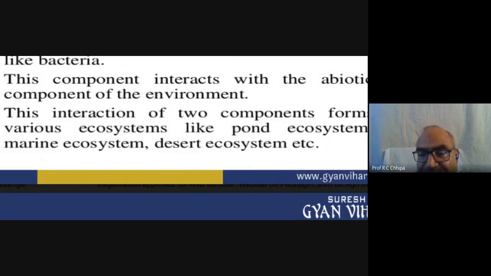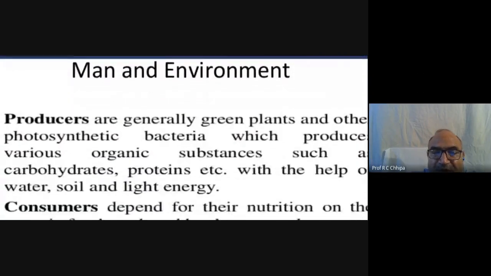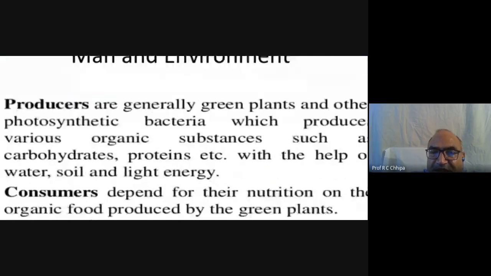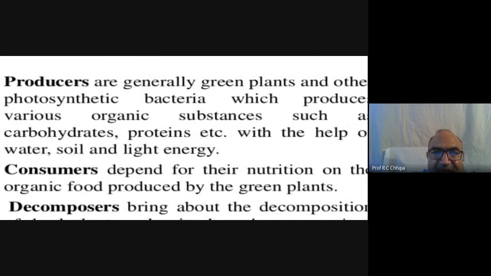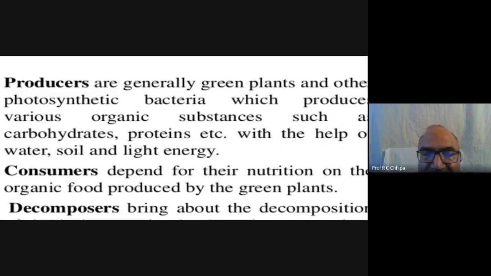For example, in the case of the desert, the desert has specific plants available because high temperature is there. So temperature is an abiotic component, the pressure itself is an abiotic component. So they form different ecosystems. Now, here the different ecosystems are produced, or we can say the biological.